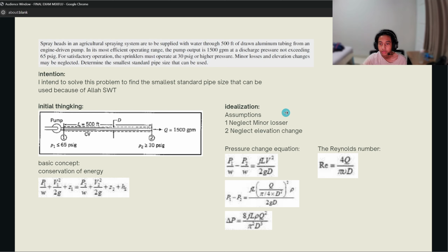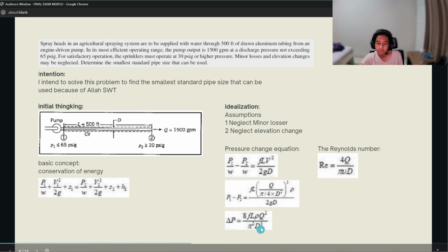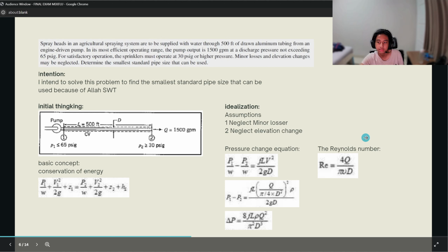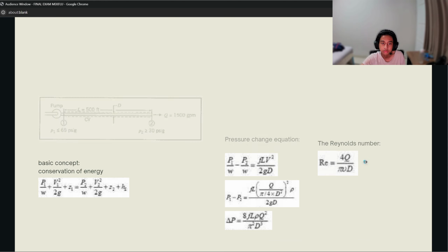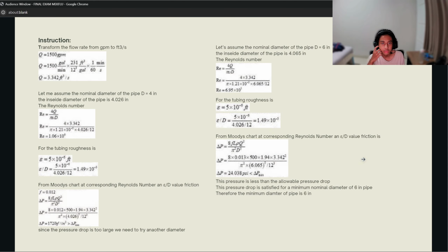For the idealization, we want to make two assumptions. We want to neglect the minor loss and neglect the elevation change. So we would get the pressure change equation like this, and then if we simplify, it will be like this, and then the Reynolds number for this problem is from this equation. So next we move on to the instruction set.